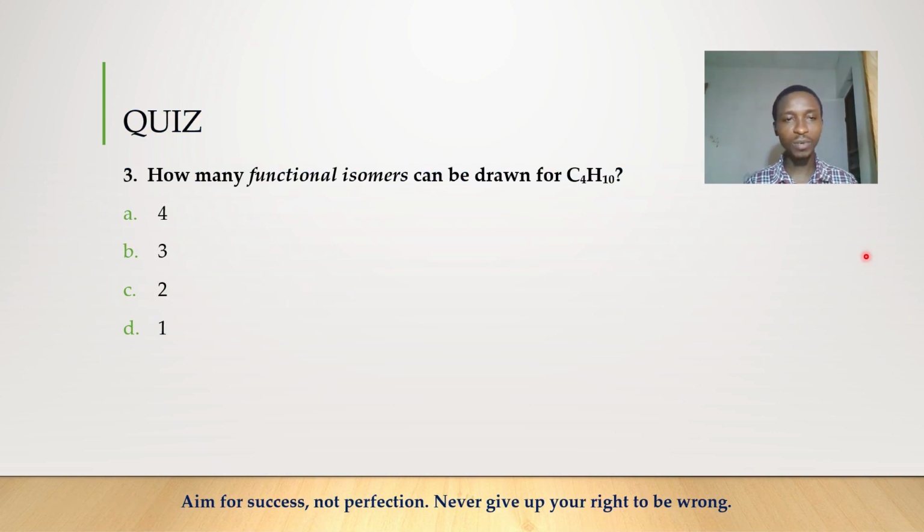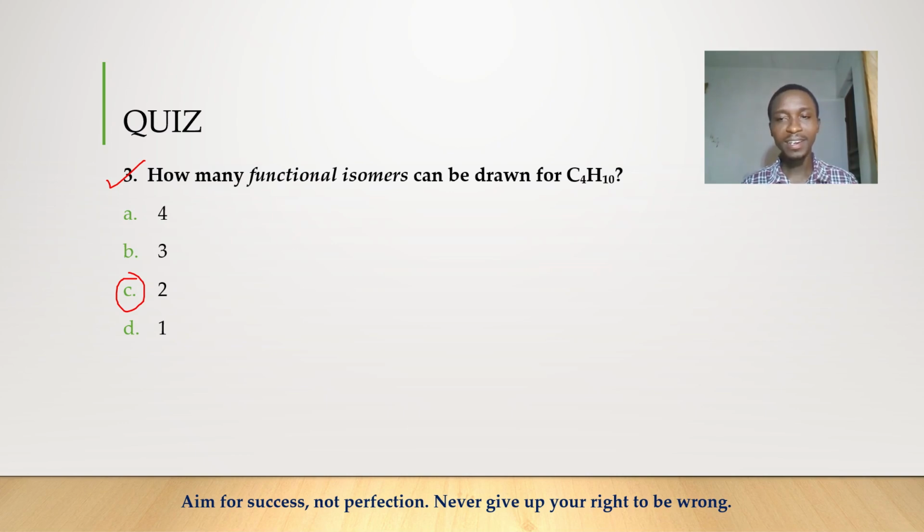Alright, the next question, question 3, which will be the last question on the quiz. How many isomers can be drawn from C4H10? We need to identify C4H10. C4H10 is actually our butane. Then if that is butane, how many isomers can it have? A, 4, B, 3, C, 2, D, 1. And the correct answer here is option C. Butane has 2 isomers, as learned in the previous slide.